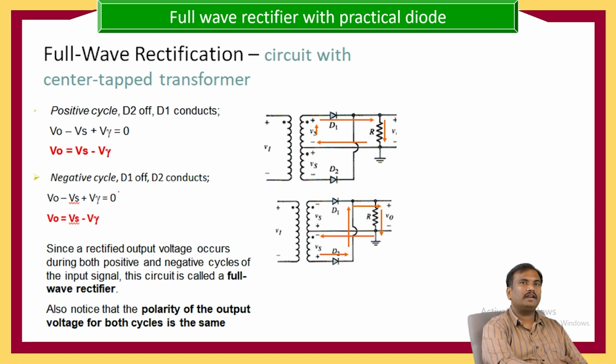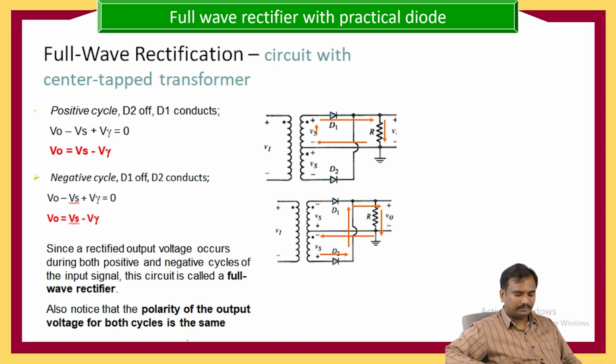In the same way, during the negative half cycle also, we are going to get the output voltage equal to Vs minus V gamma. Since a rectified output voltage occurs during both positive and negative cycles of the input signal, this circuit is called a full wave rectifier. Also notice that the polarity of the output voltage for both cycles is the same.